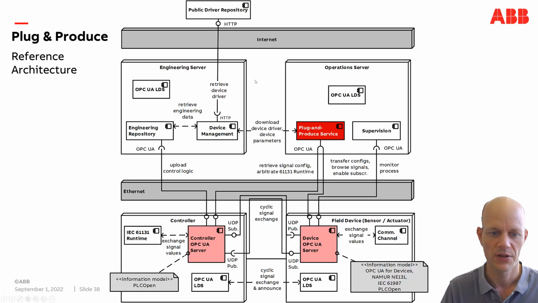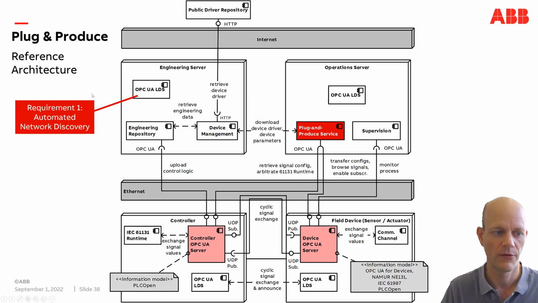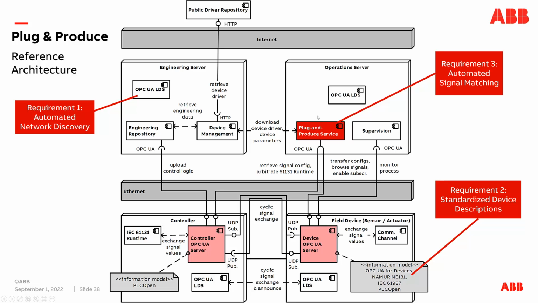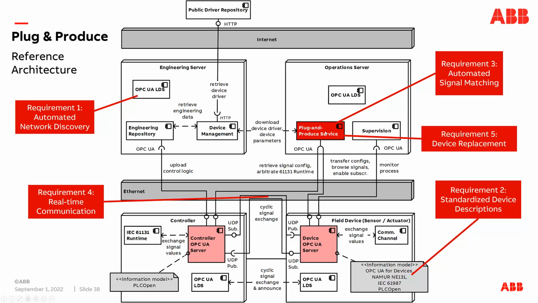Good. With this architecture, we hope to cover the requirements. For the automated network discovery, we use these local discovery service from OPC UA. We rely on standardized device descriptions encoded in these OPC UA servers. We provide the automated signal matching via our Plug&Produce service. And then we also support real-time communication via Ethernet. Could be supported by techniques for time-sensitive networking to have really deterministic, reliable real-time communication here. And then we also have come up with a concept for device replacement.